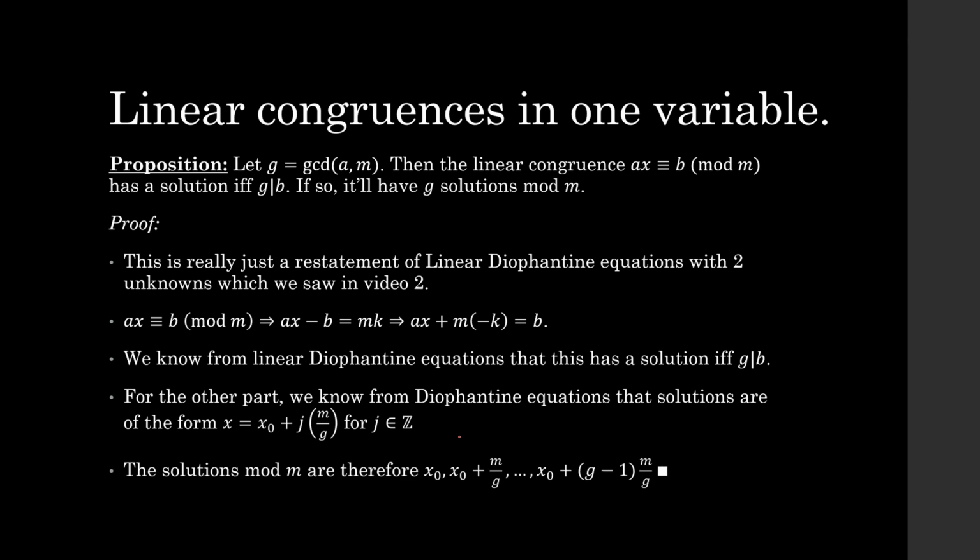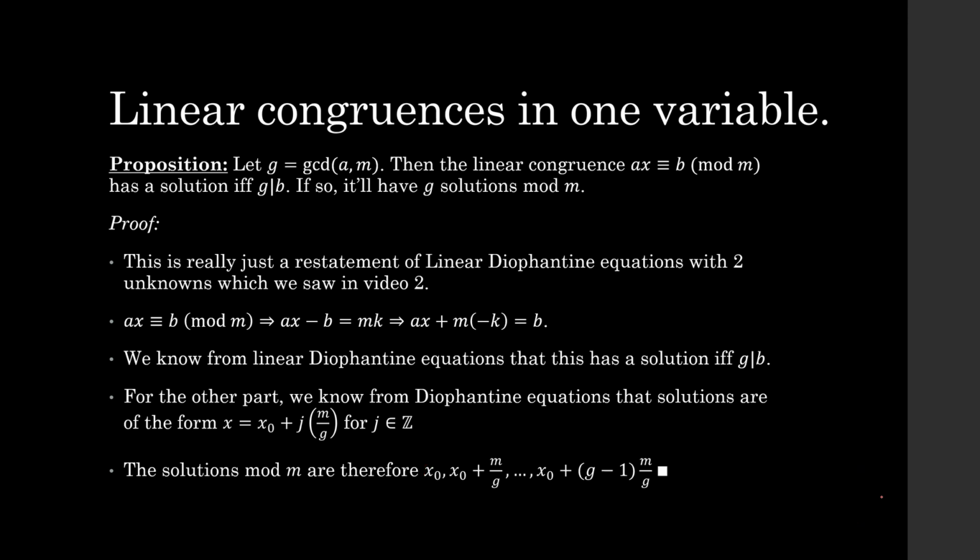But we're interested in the solutions mod m. So they're going to be x0, x0 plus m over g, and so on, till x0 plus g minus 1 times m over g. Note that I'm not going to go further, right? I'm not going to have x0 plus g times m over g, because that would just be x0 plus m. Let me just write that here. That would be x0 plus m, and that's just congruent to x0, because m reduces to 0 mod m. Okay?